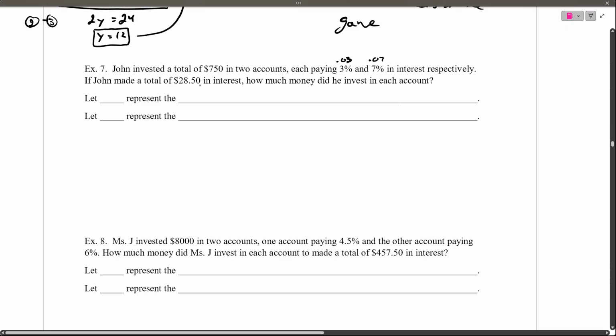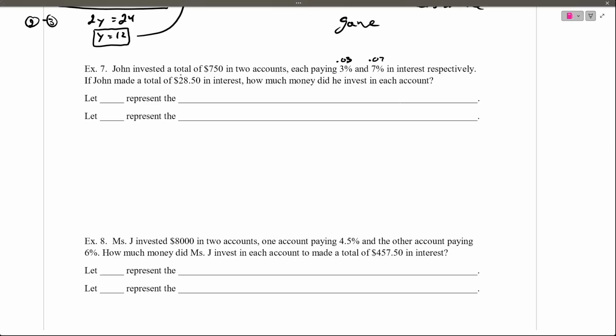All right, let's read the question. John invested a total of $750 in 2 accounts, each paying 3% and 7% in interest respectively. So that means the first account paid 3% and the second account paid 7%. If John made a total of $28.50 in interest, how much money did he invest in each account? So again, there's that question at the end that's telling us exactly what the unknown values are. So let's say let X represent the amount invested at 3%.